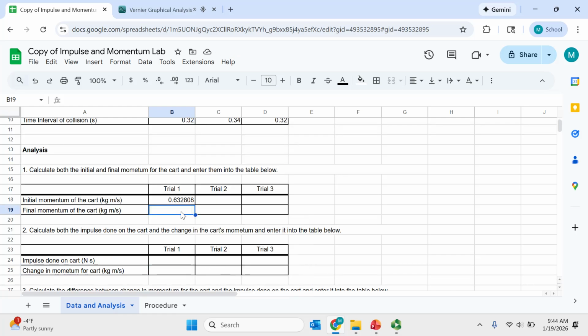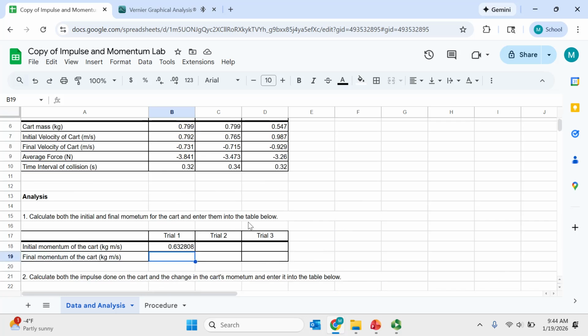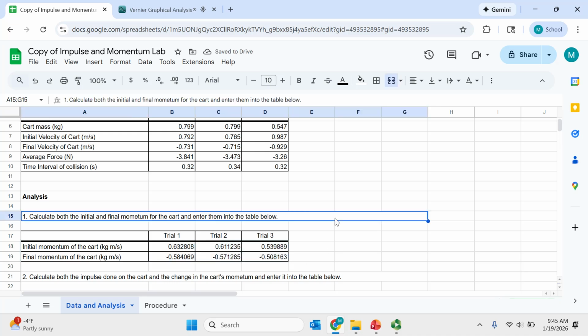I don't want to copy it down because I'm going to do a slightly different one for final momentum. I'm going to go equals mass times final velocity. For the first one, it's multiplying these 2. It thought that I wanted to multiply these 2 for the next one, which I don't. I actually want to multiply those 2. So there we go. We have the final momentum. I'm going to copy those calculations for trial 1 and trial 2 and trial 3.